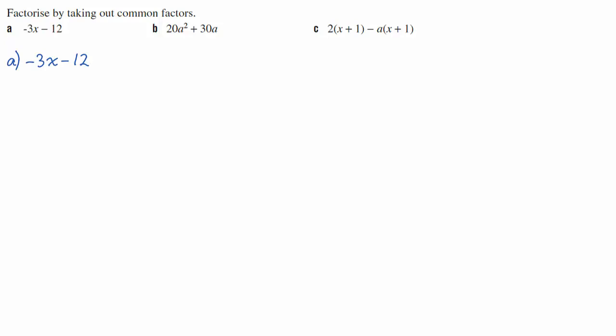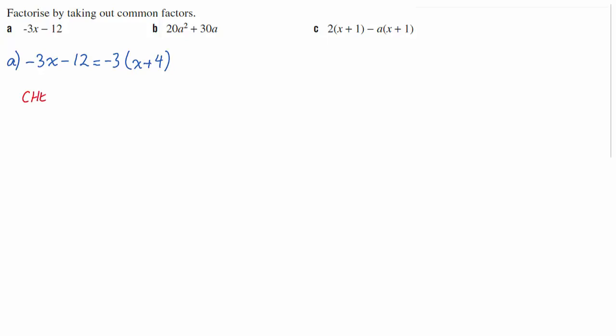But because both of them are negative, it's smart to bring the negative 3 out the front. So let's put the minus 3 out the front and then put some brackets in. Now, to work out what goes in the brackets, we need to get negative 3x. So the first term has to be an x. And we also need to get negative 12. And negative 12 is negative 3 times positive 4. Therefore, we're going to write our final answer as negative 3 times (x plus 4).